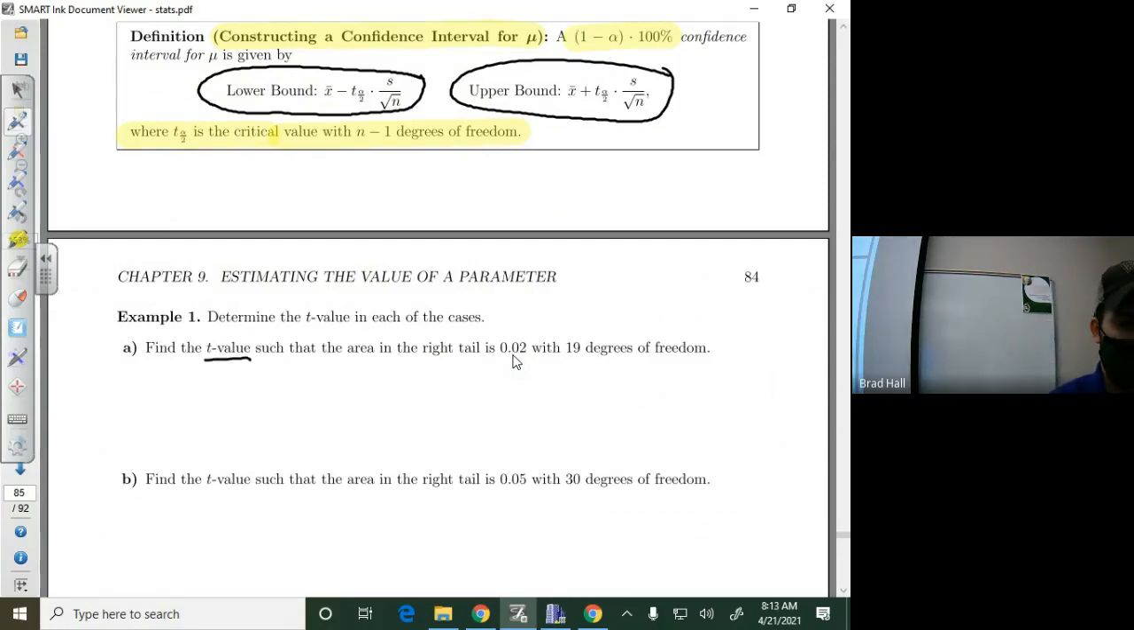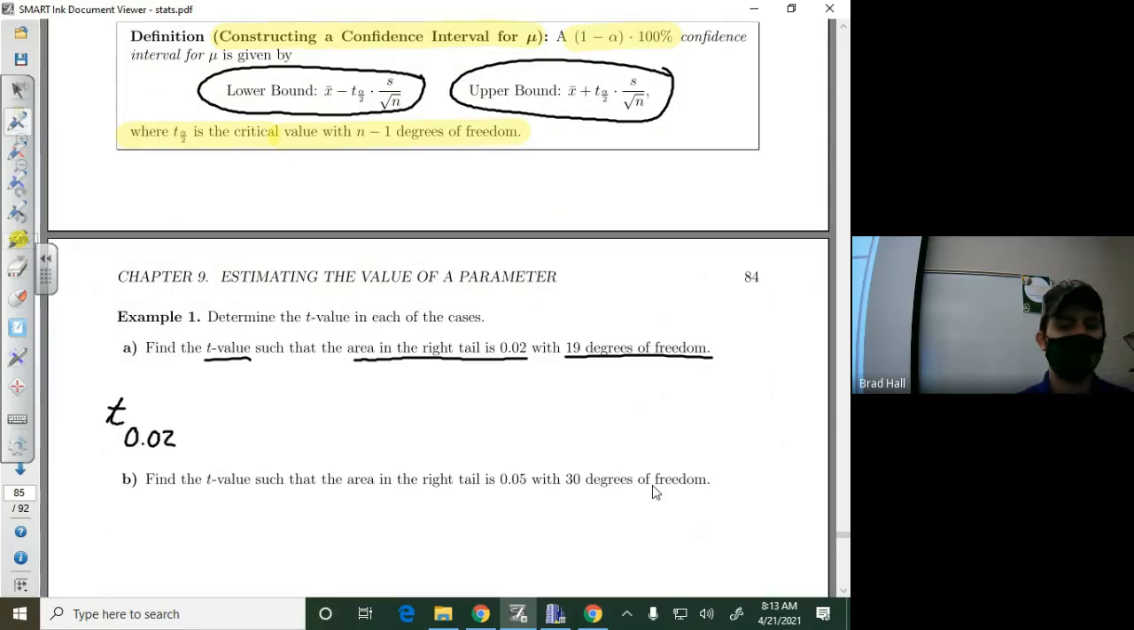So the t value here, they tell us that the area to the right is 0.02 with 19 degrees of freedom. So what we're doing is we're finding the t value for 0.02, and we are going to be finding this with 19 degrees of freedom. That part's also important. This tells us that degrees of freedom is equal to 19. I'll show you all how that's relevant here momentarily. So area to the right is 0.02. Degrees of freedom is 19. So let's keep that in mind.